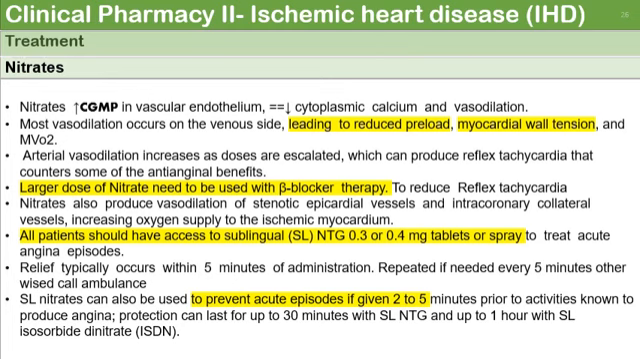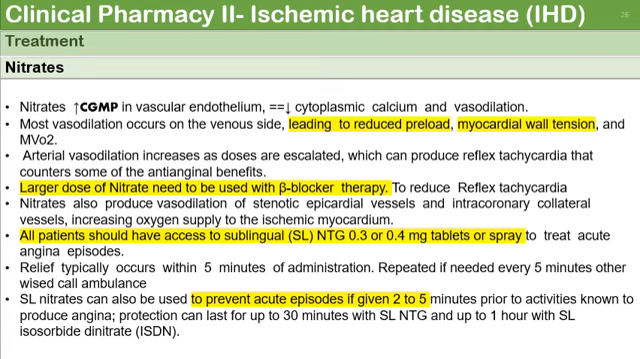Nitrates should be available for all patients with ischemic heart disease, especially sublingual nitrate as a 0.3, 0.4 or 0.5 milligram tablet, sometimes available as a spray. All are preferred for these patients to relieve the symptoms of angina. Nitroglycerin has an onset of action within 5 minutes and could be repeated after another 5 minutes when needed.